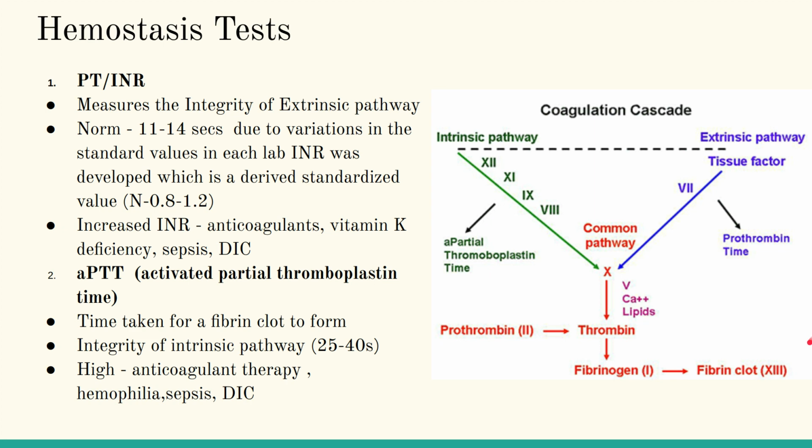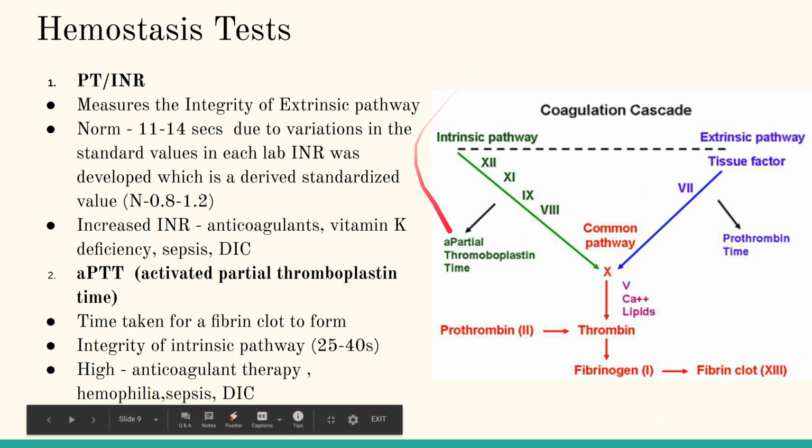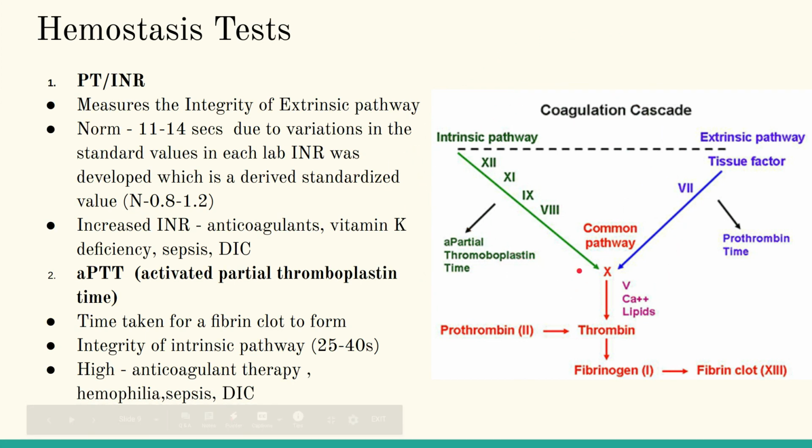PTT, or activated partial thromboplastin time, which measures the integrity of the intrinsic pathway. It is about 25 to 40 seconds, the normal value, and it would increase in, again, anticoagulation therapy, hemophilia, sepsis, and DIC. Moving on to fibrinogen.